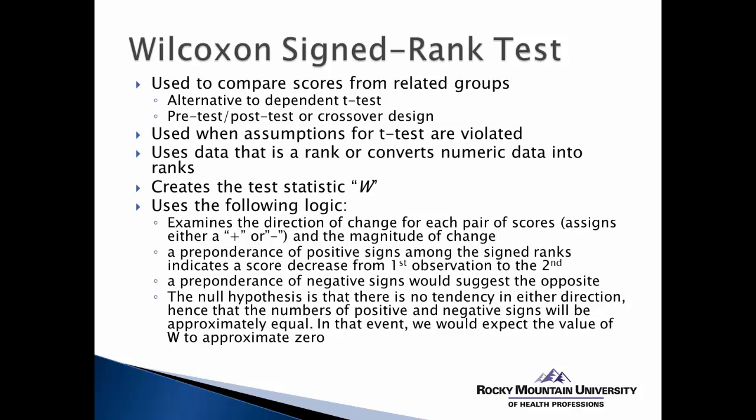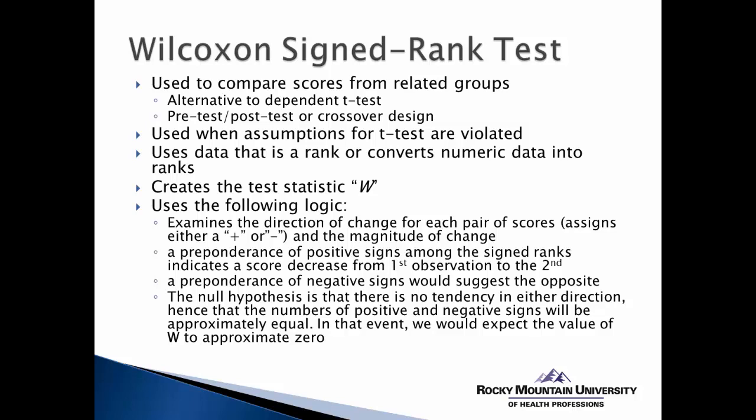So the Wilcoxon Signed-Rank Test uses the following logic. It looks for the direction of change for each pair of scores. So it takes each pair representing one individual and looks to see how much the scores or the ranks change from time point 1 to time point 2. And so it either assigns a plus or a minus as far as the direction of change, and then it gives it a value, a score that indicates the magnitude of change. Did you change by 5 points, 10 points in a positive direction or a negative direction?